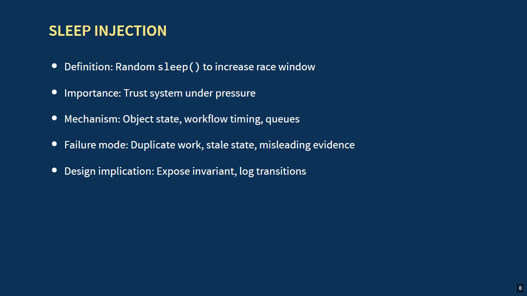Next, we have the concept of sleep injection. This technique involves adding random sleep calls to increase the chance of encountering race conditions. By introducing these delays, we can simulate stress in our systems and reveal weaknesses that we need to explicitly address to ensure our systems remain reliable under pressure. So we're basically trying to force a failure, right? Exactly. It's about exposing the hidden weaknesses that might not show up under normal conditions.